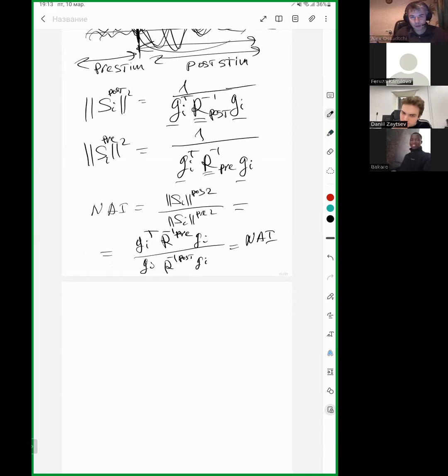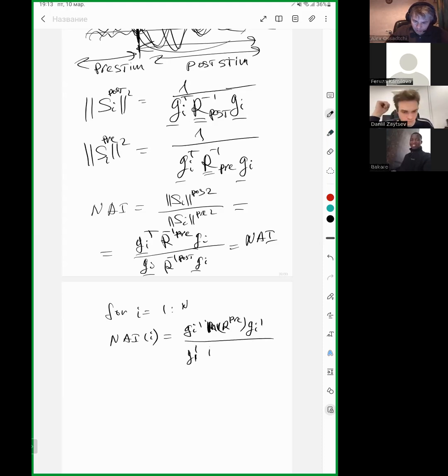Very simple, isn't it? All you do is take your data, take your evoked responses, estimate covariance pre and post, take your forward model, G sub i, and for i equal from 1 to N, NAI sub i is equal to G_i prime R inverse pre multiplied by G_i, divided by G_i prime R inverse post G_i. That's it. Okay.